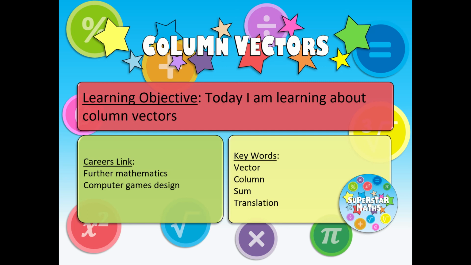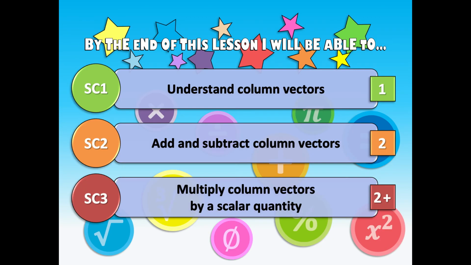Hi guys, welcome back. Today we are going to learn about column vectors. We've got 3 success criteria, and the first one is to understand column vectors.